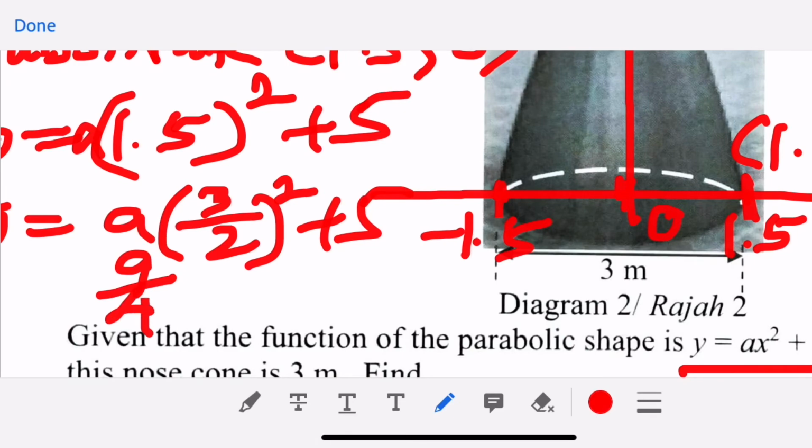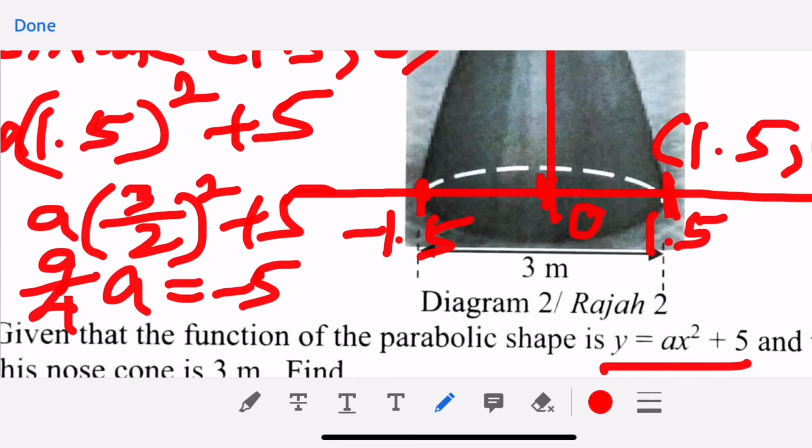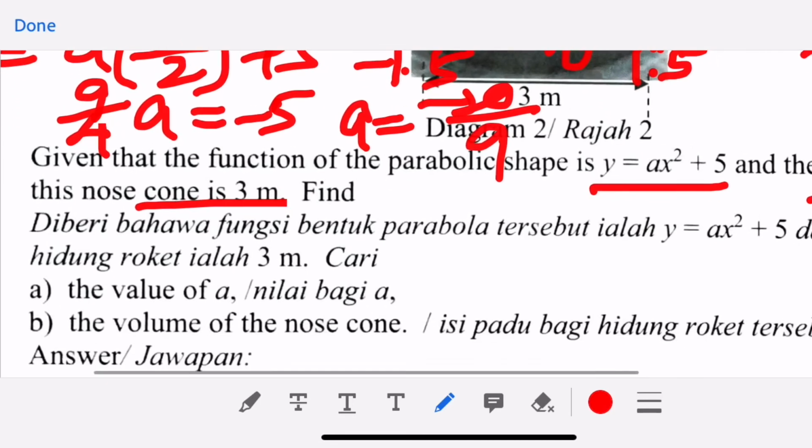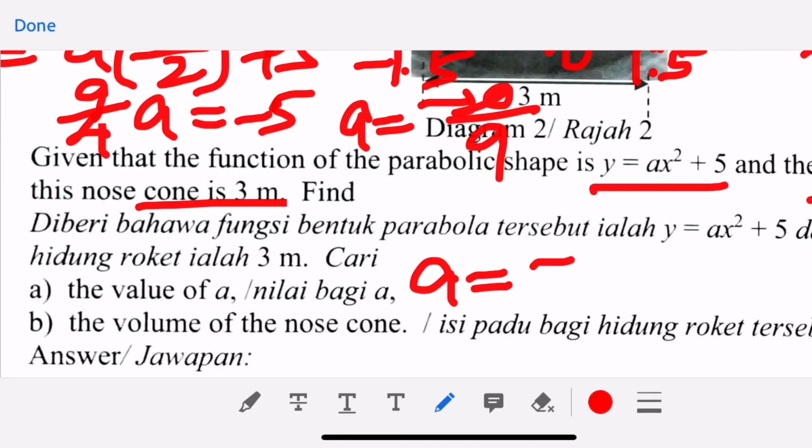1.5 is 3 over 2. Squared will be 9 over 4. So a times 9 over 4 equals negative 5. Yes, the a is negative. You are doing the right thing. If you multiply by 4 and negative 5, it will be negative 20. So the a is negative 20 over 9.